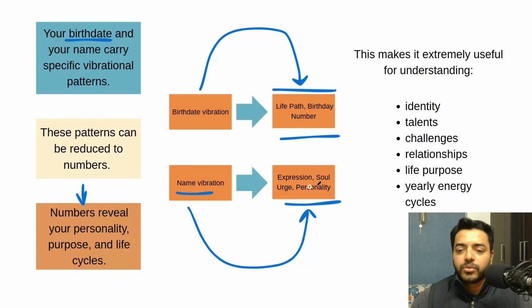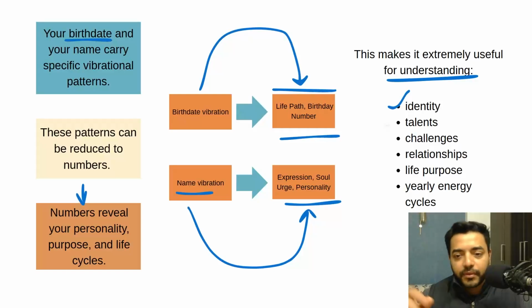So, there are 1, 2, 3, 4, and 5. So, we're going to create 5 metrics or 5 things to identify a person, right? This makes it extremely useful for understanding identity. Once again, I repeat, you do not predict a person's anything. You do not predict a person's life using numerology. You only identify a pattern.